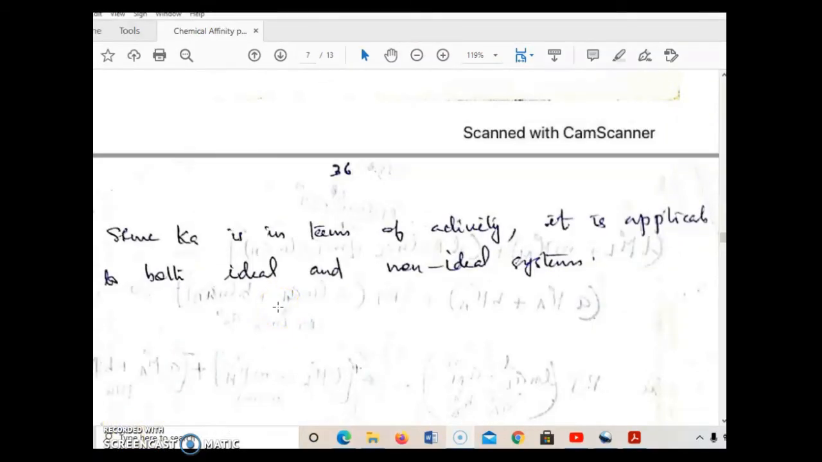So we have the expression delta G0 is equal to minus RT ln Ka, and since Ka is in terms of activity, it is applicable to both ideal and non-ideal systems. So this relation of change in Gibbs free energy at equilibrium, which is equal to minus RT ln Ka, this expression is applicable to both ideal and real systems, because Ka is expressed in terms of activity.